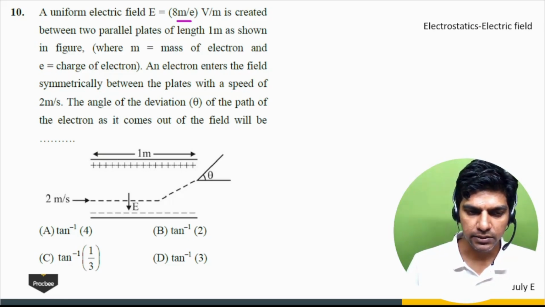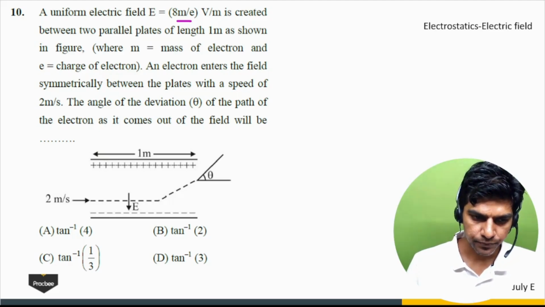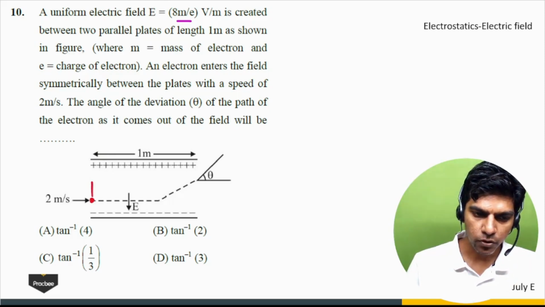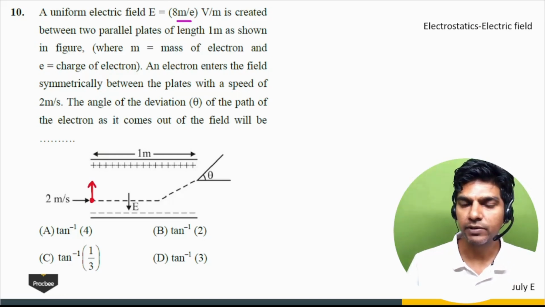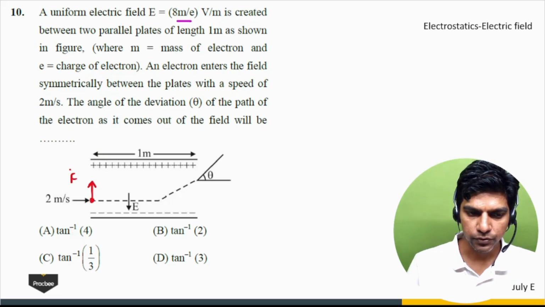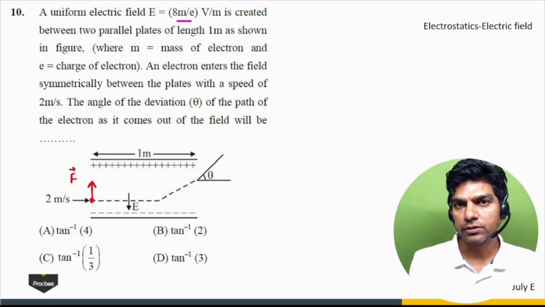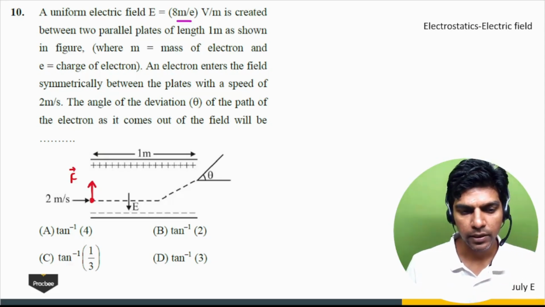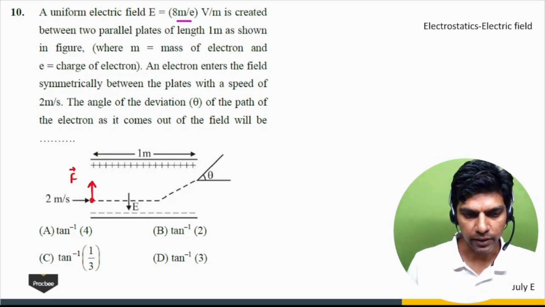Now in this case, as the electron enters, electric field is in the downward direction from positive to negative plate. It will experience a force opposite to the electric field because it's a negatively charged particle. So that is the force. Due to this force, and velocity is in the horizontal direction, force is in the vertical direction, it will be having a parabolic trajectory.